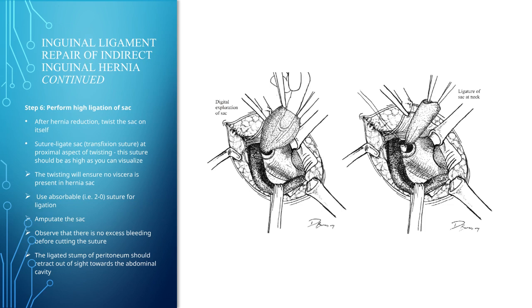Use an absorbable suture like a 2-0 Vicryl. Amputate the sac distal to the suture. Before cutting the suture, observe the stump to ensure there is no bleeding. The ligated stump of peritoneum should retract up and out of sight, back into the abdominal cavity.